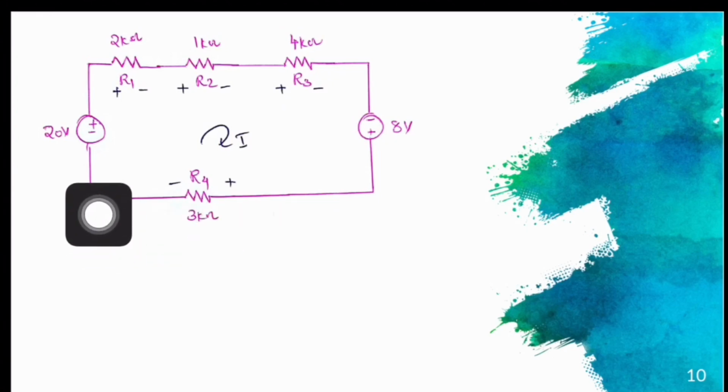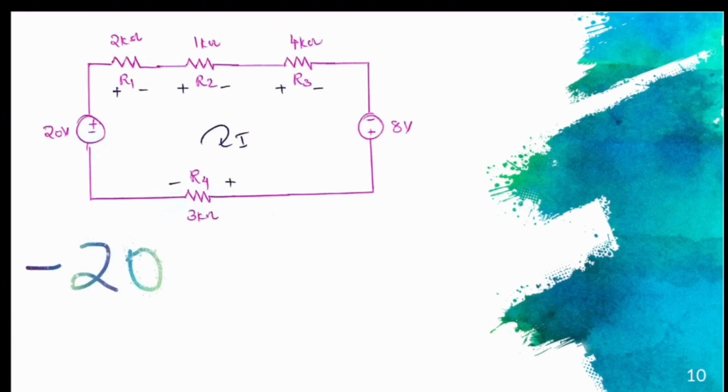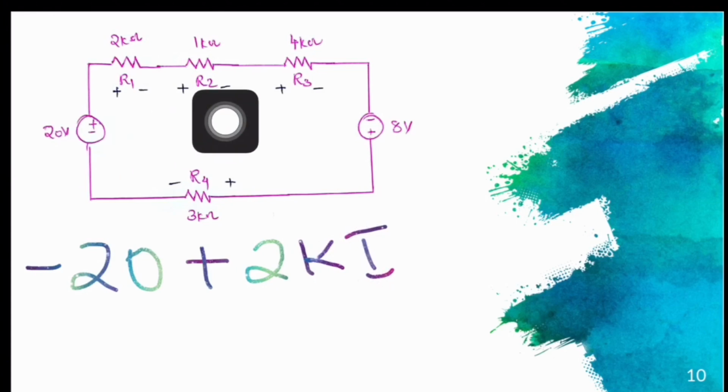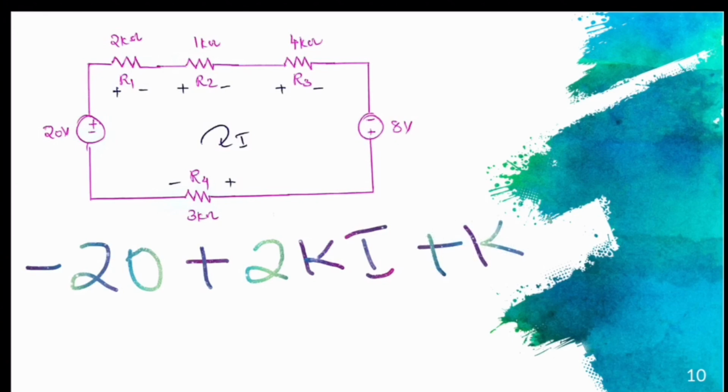Starting at this point in clockwise direction, first we observe this 20 volt voltage source with the polarity mark minus plus. Hence we start our KVL equation with minus 20. After that the voltage drop across R1, that is the 2 kilo ohm resistor, which is nothing but I into 2 kilo ohm. So we add a term 2 kilo ohm into I. Then the voltage drop across this 1 kilo ohm resistor, which is nothing but 1 kilo ohm into I. So we add a term 1 kilo ohm into I.